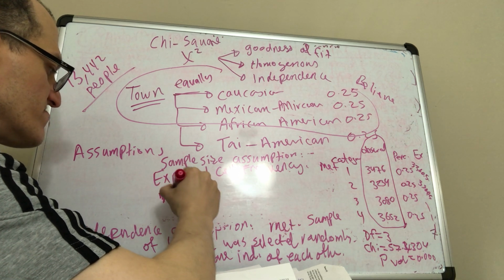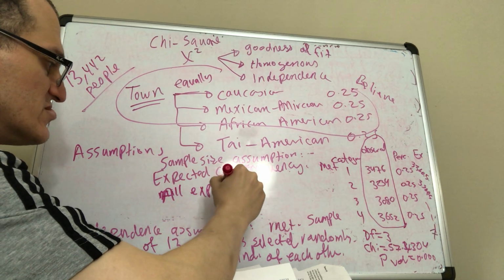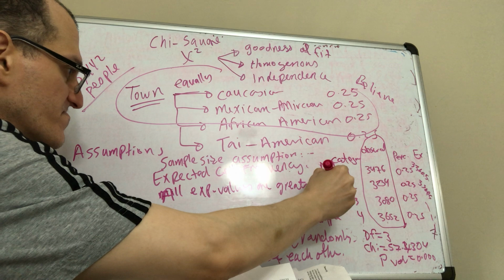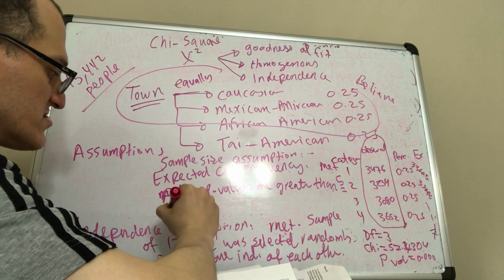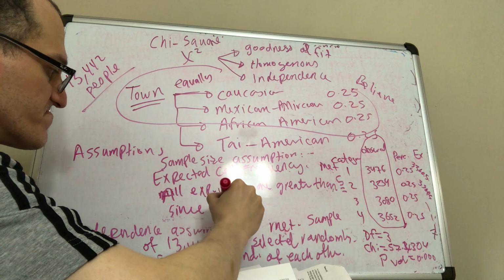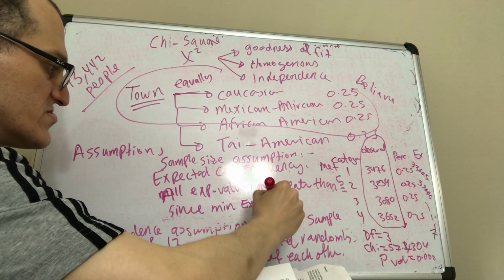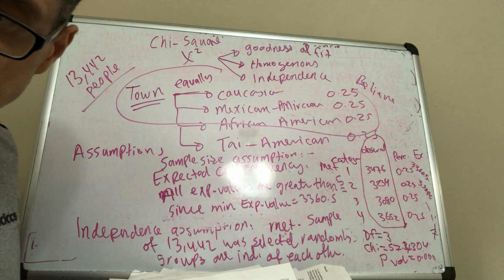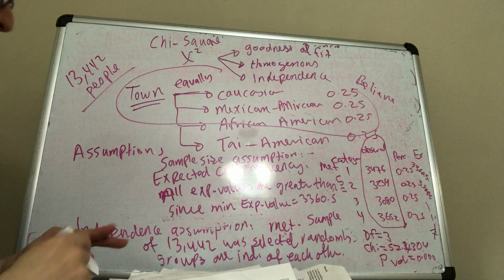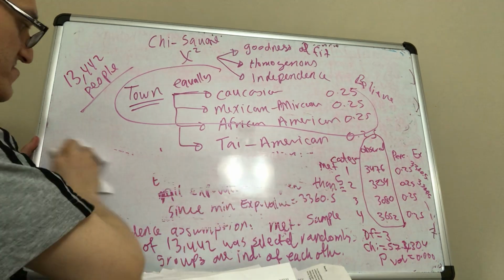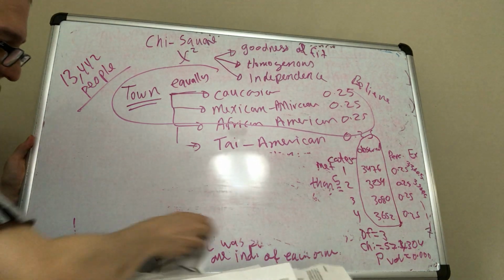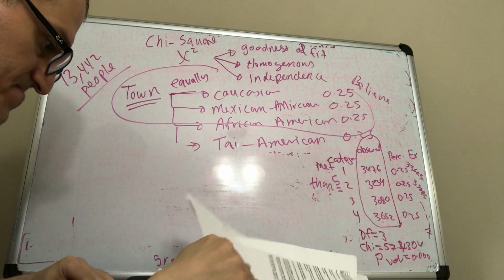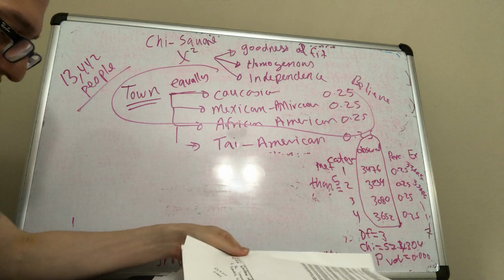So condition met: minimum, all expected values are greater than 5, since the minimum expected value is 3360.5. So yeah, all conditions in this case are satisfied. Okay. The next thing was to state the hypothesis.